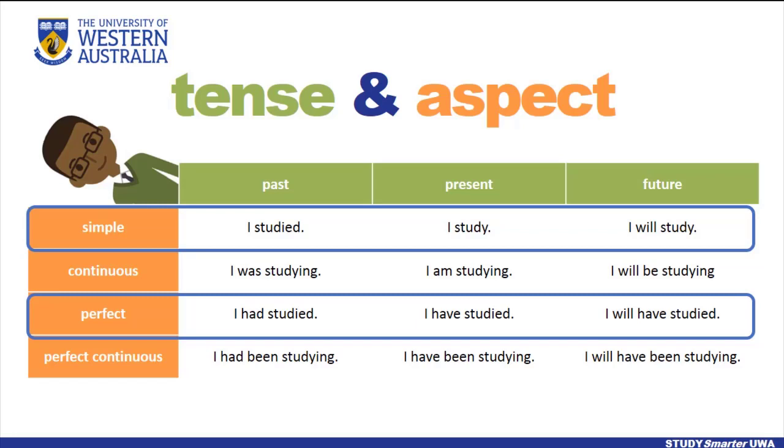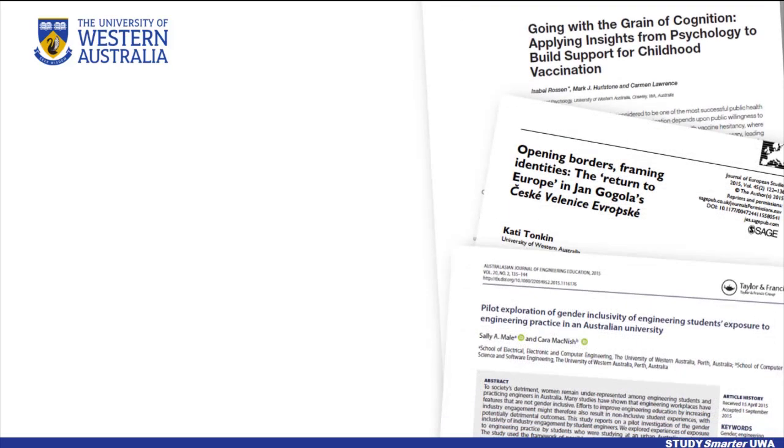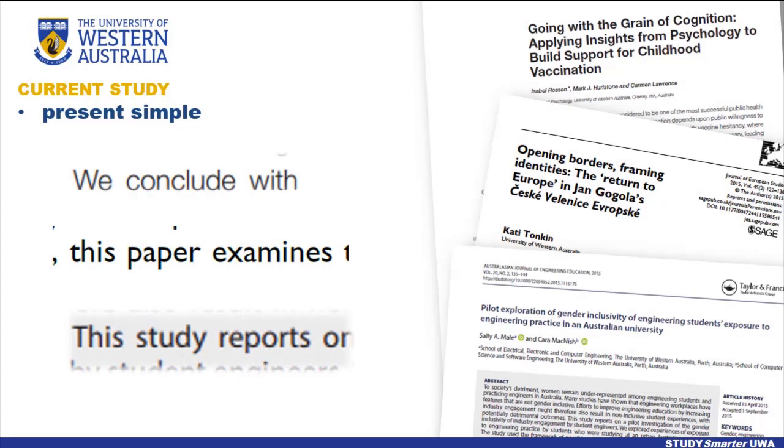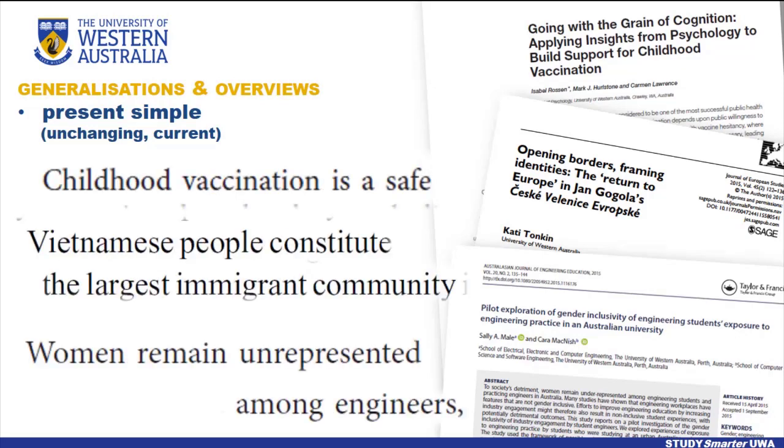Although there are some patterns for how tenses are used in academic writing, there are no hard and fast rules, and you will in all likelihood find variations and exceptions the more you read. So, with that in mind, let's have a look at those patterns. When discussing the current study, what this particular book or journal article does is and proposes, authors tend to use the present simple. You would also use the present simple for generalizations, overviews, and established facts.